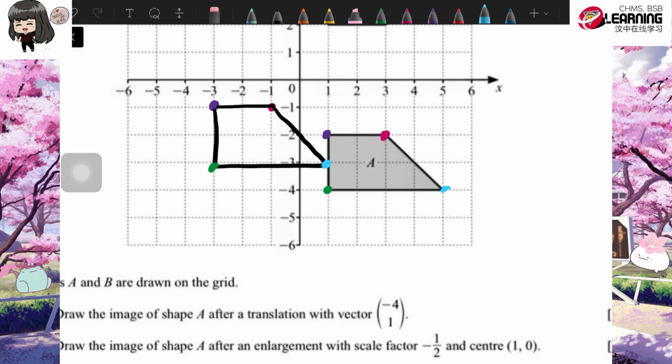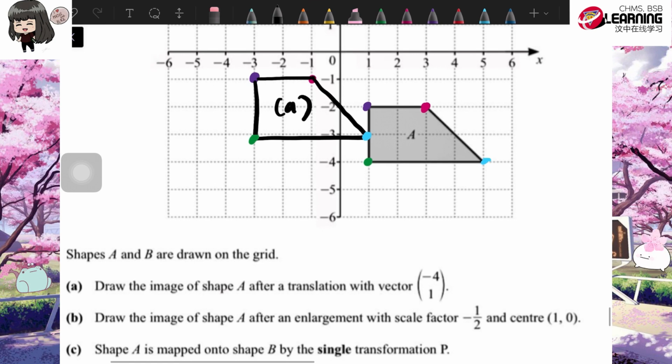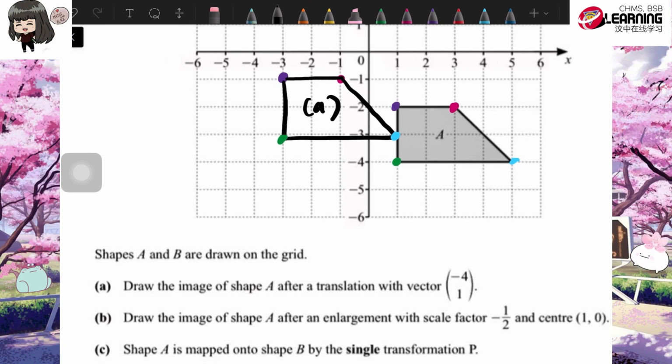And then here we'll go to here. Okay. So this one is... They didn't ask you to label, so just write part A. Okay, this is the answer for part A.